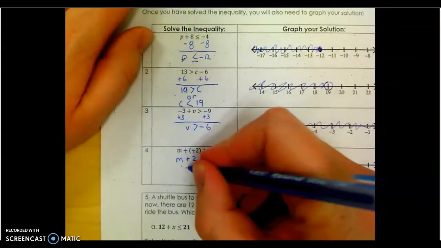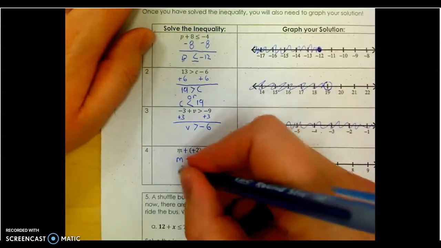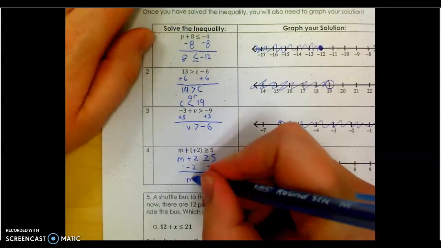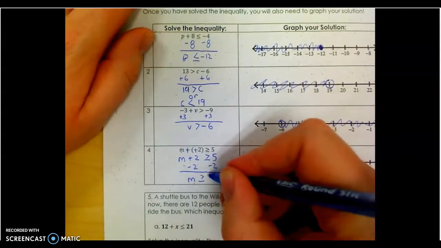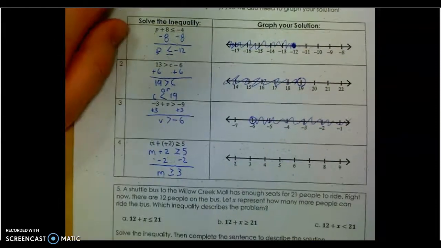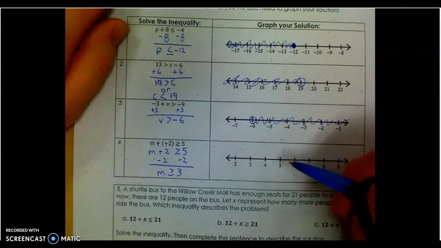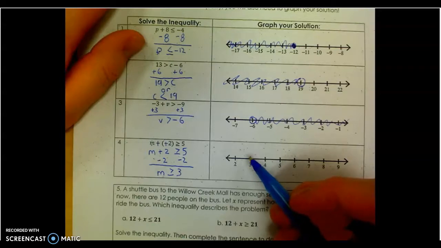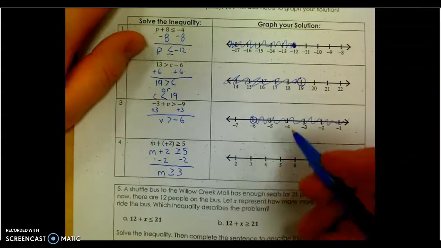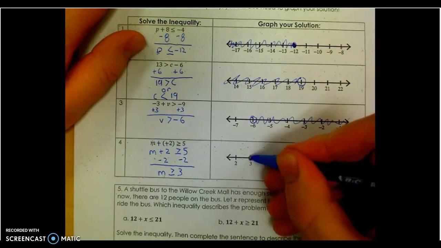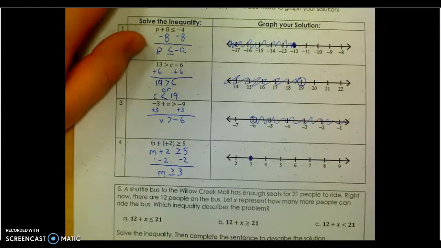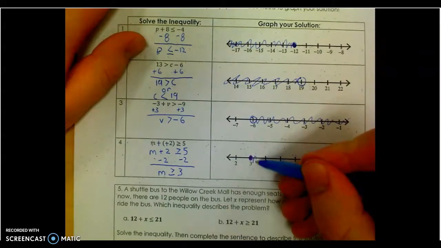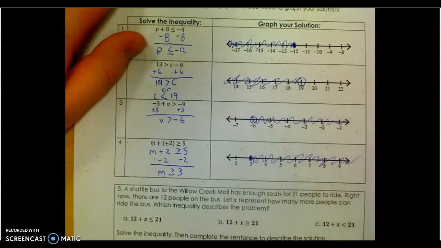So to solve it, I'm going to subtract 2 from both sides. I'm going to get m is greater than or equal to 3. My boundary point is at 3, so that's where I'm going to start. M has to be greater than or equal to 3, so 3 is a part of my solution set. It's a part of my answer, so I'm going to use a closed circle. And I'm going to shade everything greater than 3. Everything to the right of 3.